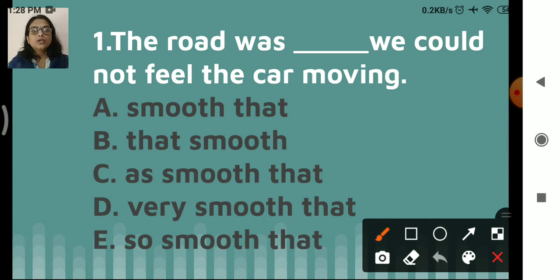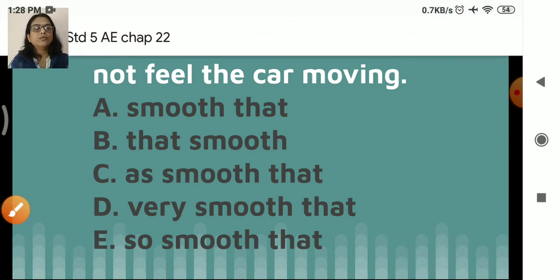Yes, it will be E1, right? The road was so smooth that we could not feel the car moving. Right? Okay. Now we'll move to the next one.